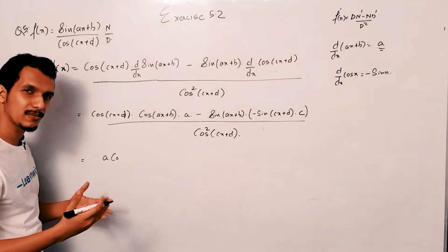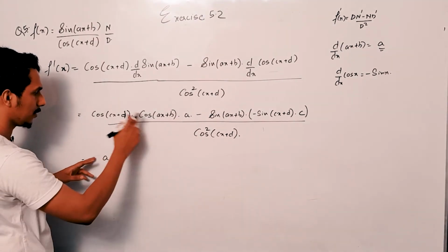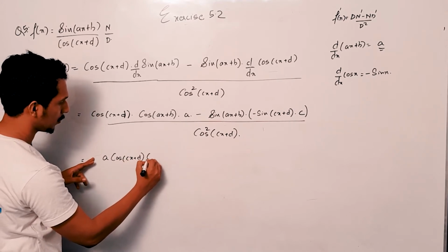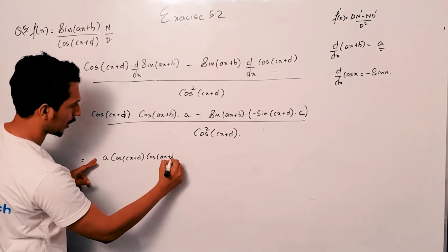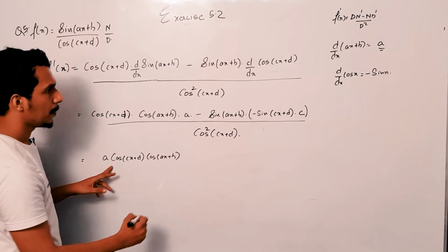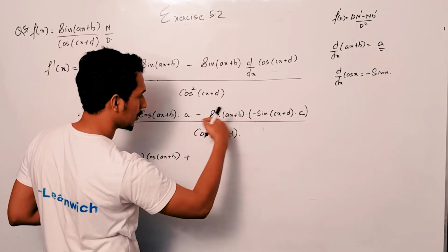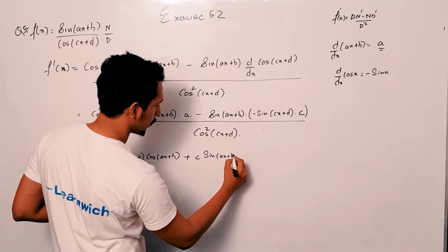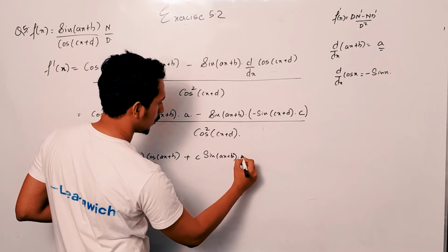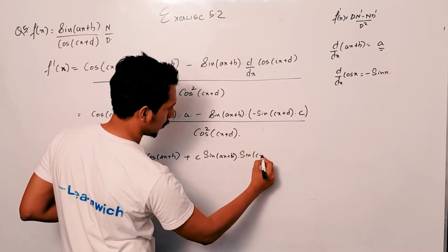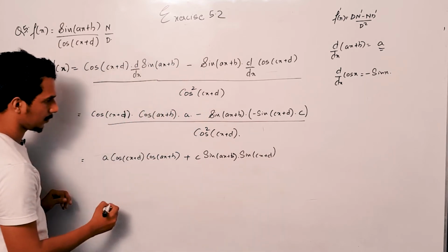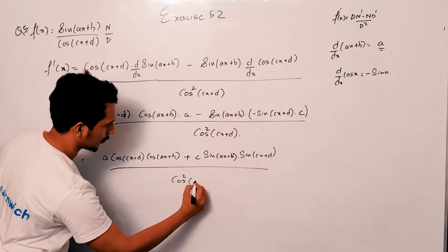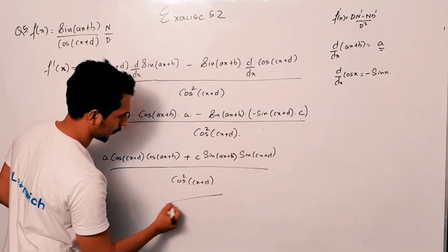Now that's how we usually write it for the sake of beauty. This a comes first, so the constant into cos of cx plus d into cos ax plus b, it was minus, this will become plus c into sine ax plus b into sine cx plus d, whole divided by cos square cx plus d. Okay, now this will be your answer.